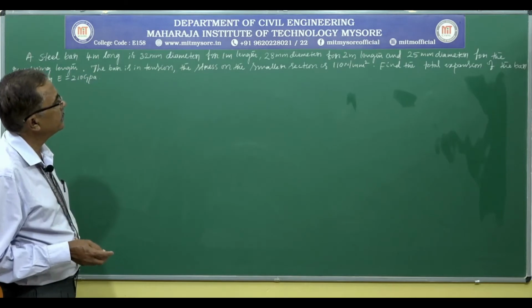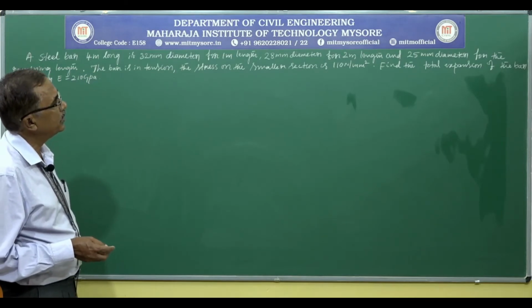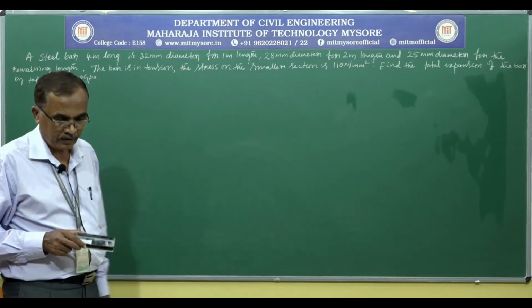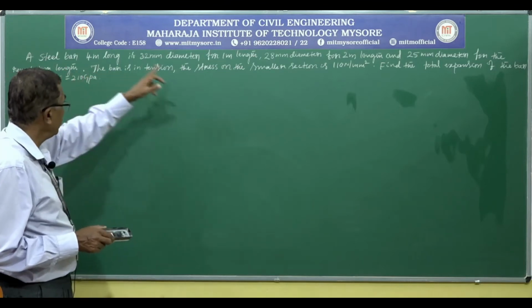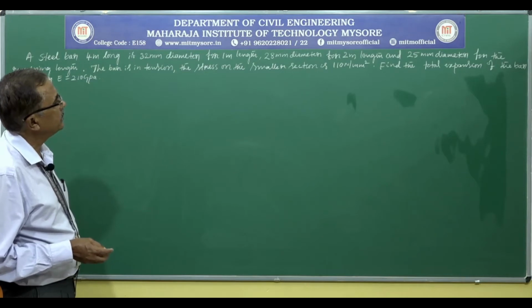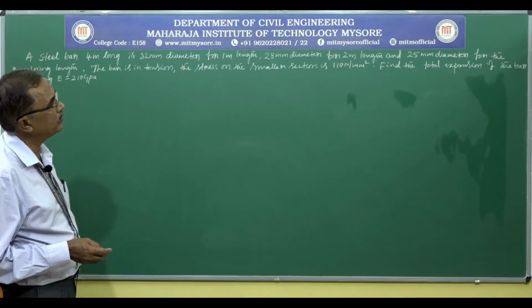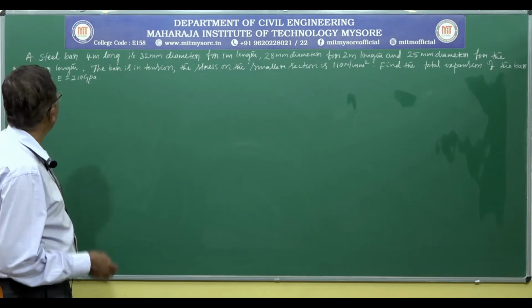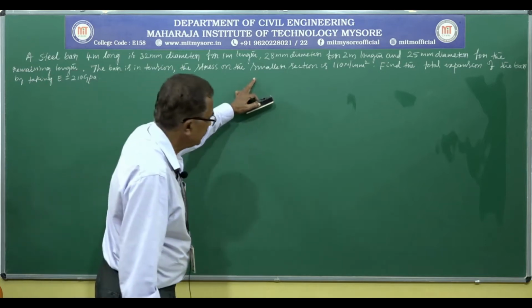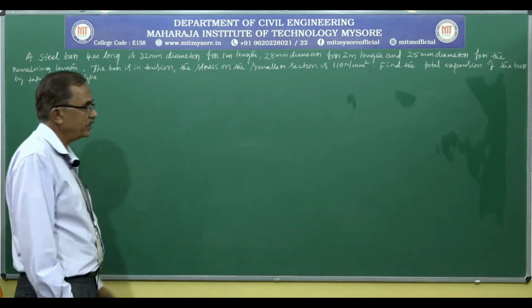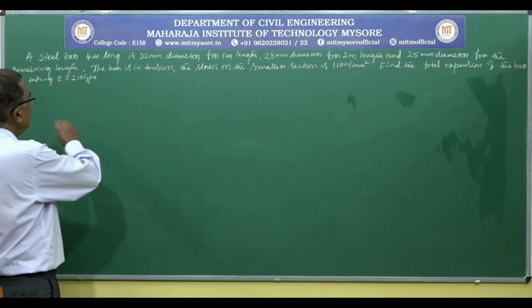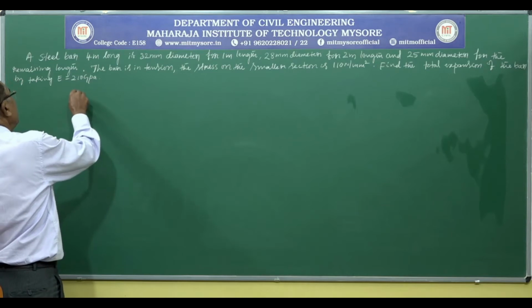Again it is a simple problem. Only thing is the problem is given in descriptive form and we have to draw the figure. A steel bar 4 meter long is 32 millimeter diameter for 1 meter length, 38 millimeter diameter for 2 meter length and 25 millimeter diameter for the remaining length. The bar is in tension. The stress on the smaller section is 110 Newton per millimeter square. Find the total expansion of the bar by taking E is equal to 210 GPa. Let us draw the figure.